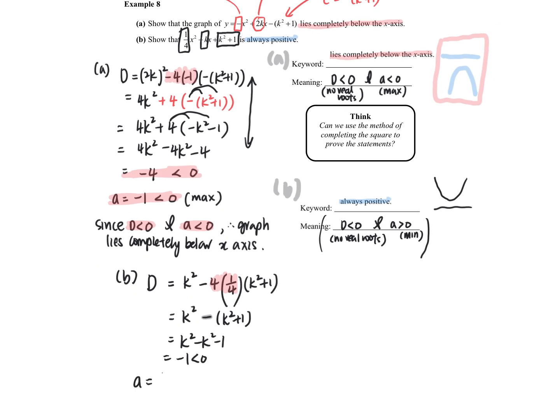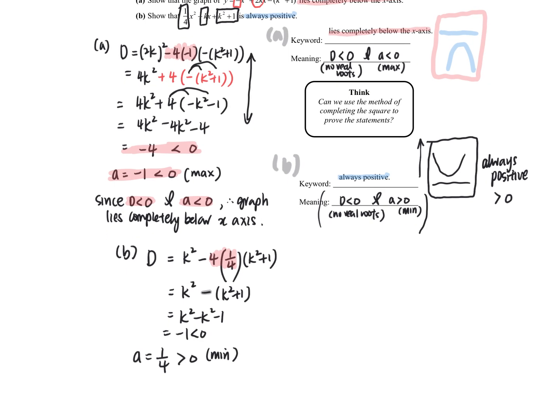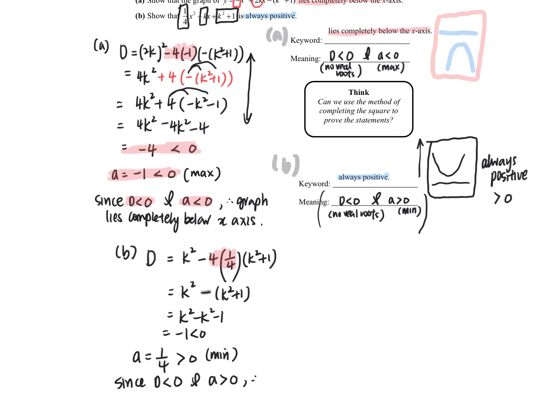If you look at the A, is 1/4, which is positive. So since you have a minimum curve that does not cut the x-axis, it must lie completely above, which means it's always positive. Always positive means it's always greater than 0. That's why the whole graph is above the 0 line. So since D is less than 0 and A is greater than 0, therefore graph is always positive.